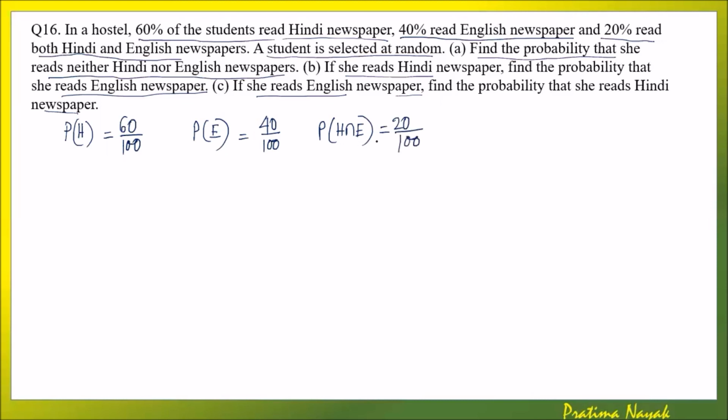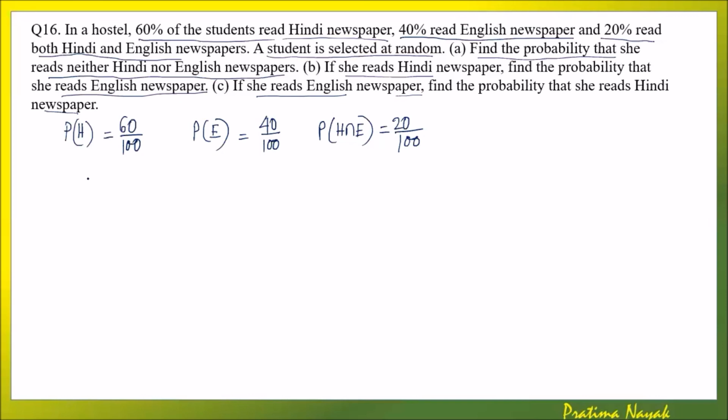And when we get this type of values, it is not an independent event, because you are not getting the product of these two. Okay, so this is a question from conditional probability, not independent event.